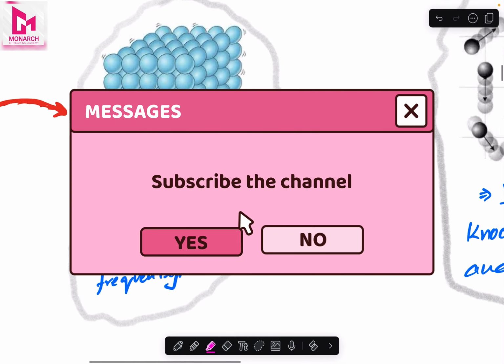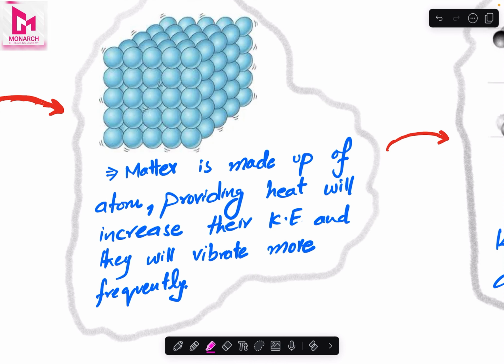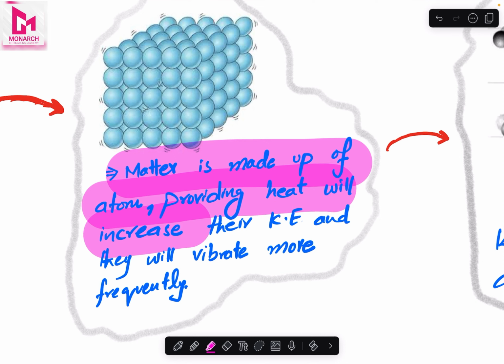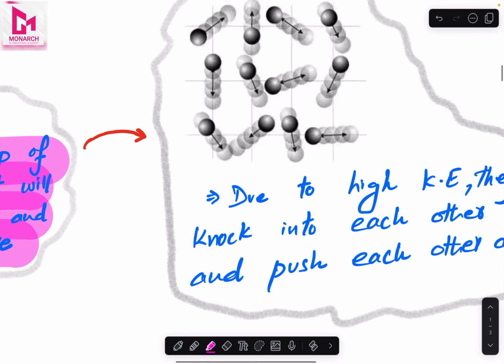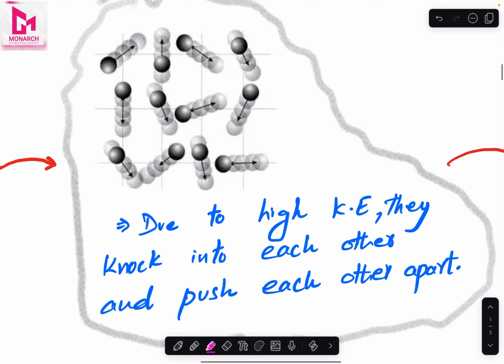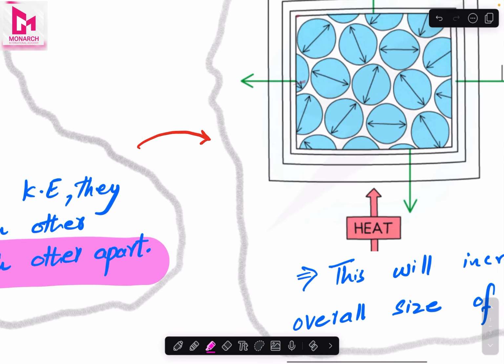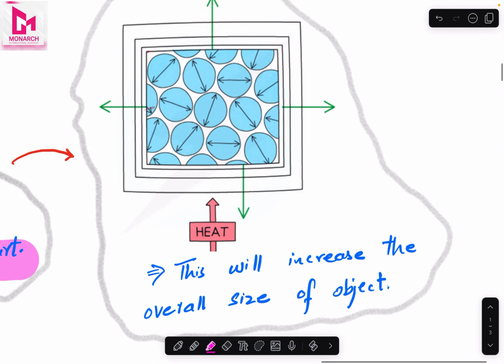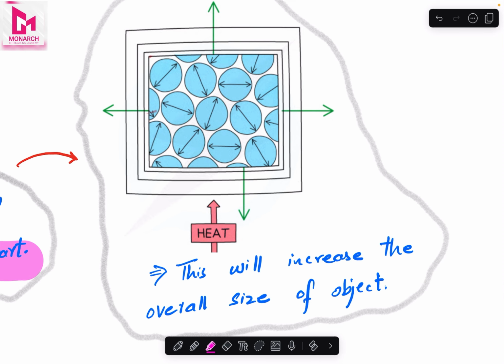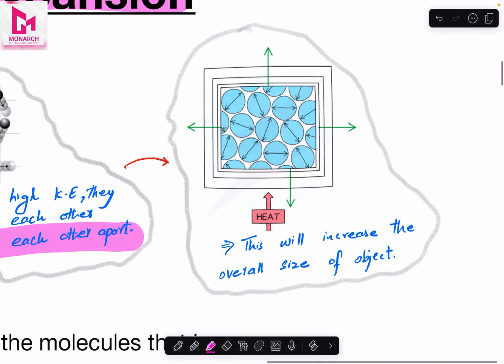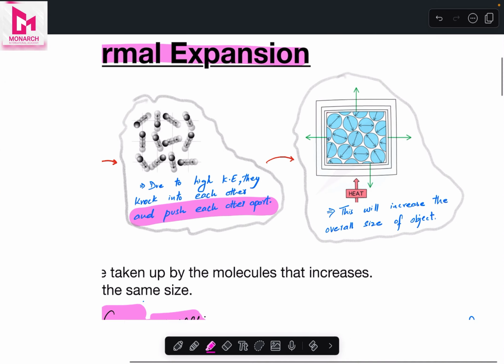The atoms of this metallic rod get kinetic energy, and that will increase their motion. So they will start vibrating more frequently, and they are going to knock into each other. Due to the high kinetic energy, they knock into each other and push each other apart. So this pushing force will cause the expansion. The overall size of the object will increase, right? This phenomenon is known as thermal expansion.